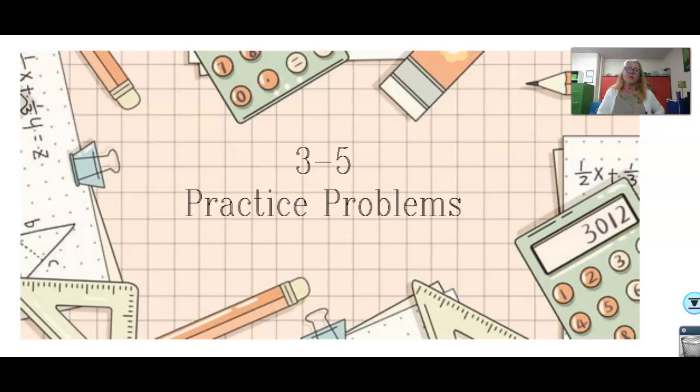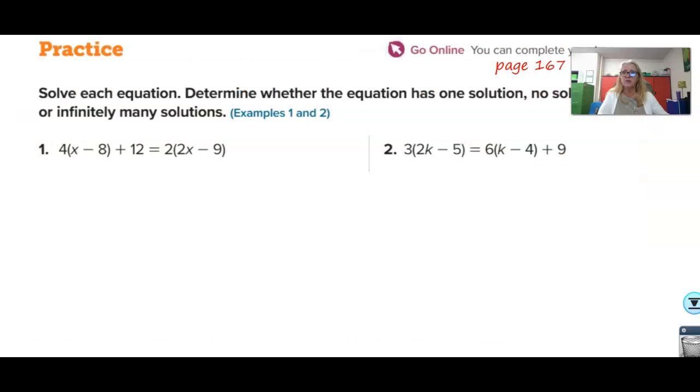Hi guys, we are here today to do our section 3.5 practice problems. This section is number of solutions. That's the one I told you I was super excited about. So I'm excited to be doing these problems today. Nothing I love more than solving equations. It's my favorite thing. Solve each equation. Determine whether the equation has one solution, no solution, or infinitely many solutions.